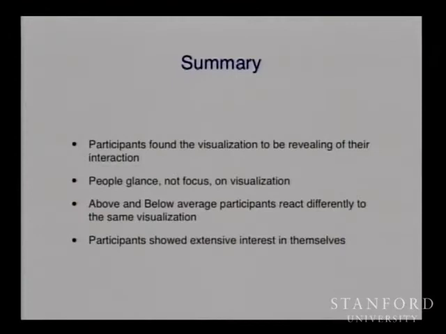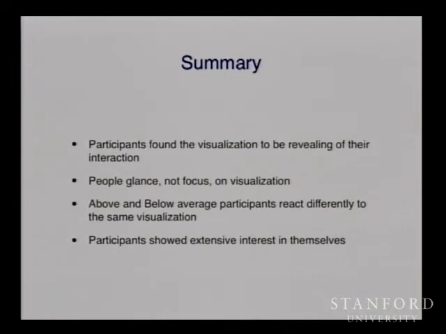So, summary. People found the visualization to be revealing of their interaction. They glanced, not focused on it, but that's still a big concern, the glancing even. Above and below average participants reacted differently. Like I said, the difference was in number of turns and the length of the turns. People that spoke less took more turns. People that spoke a lot just shortened the amount of turns that they took. And the thing that shouldn't have surprised us was that people showed an extensive interest in themselves. That's why we look at mirrors. And we always want to see how we compare to other people in our landscape.